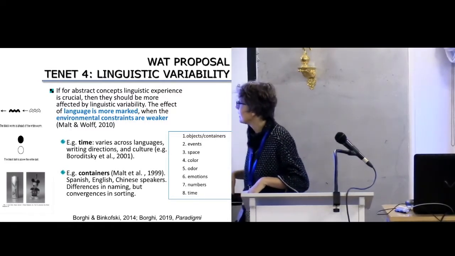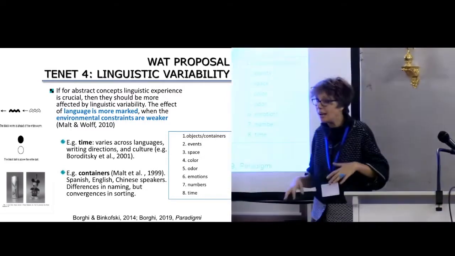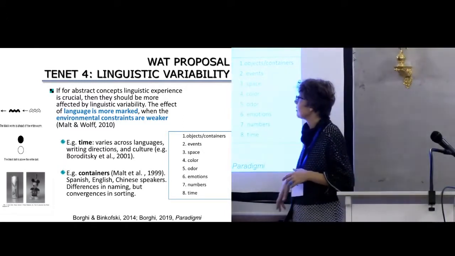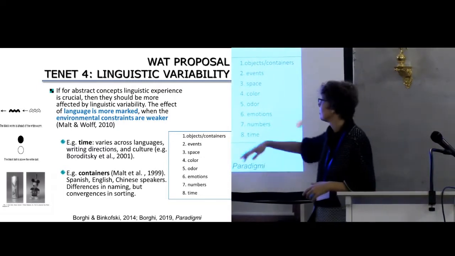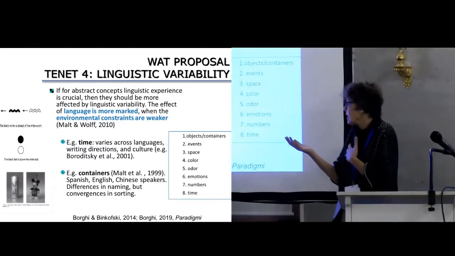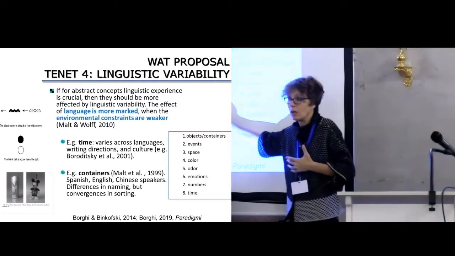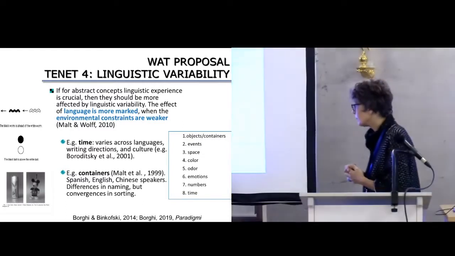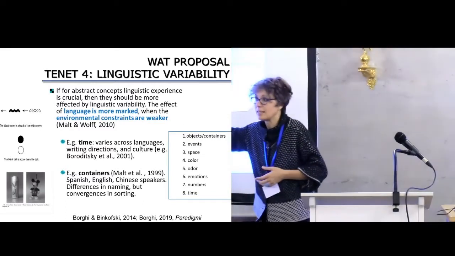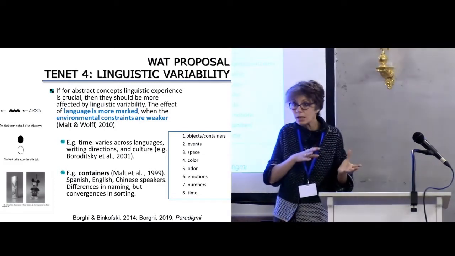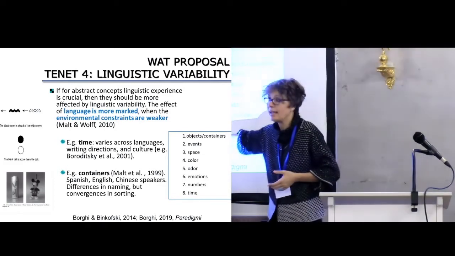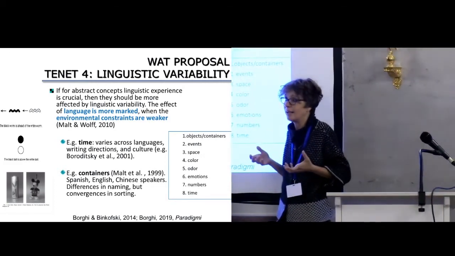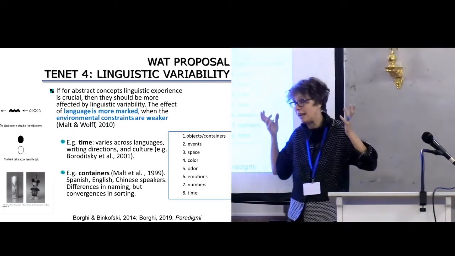An example of studies on time. There are a lot of studies showing that the notion of time, which is very abstract, varies consistently across languages, across writing directions, across cultures. On the opposite side, studies on objects, like for example, the very famous studies on containers. These studies show that participants might differ in naming these objects, but they are convergent in sorting. So cultural differences emerge at the linguistic level, but not at the conceptual level, so to say.